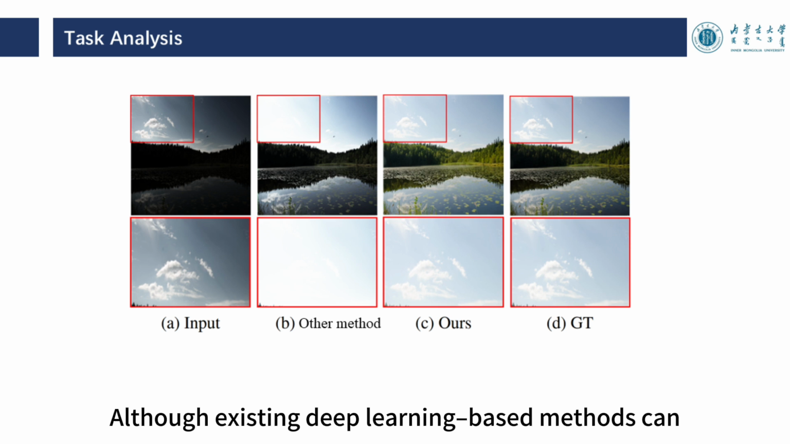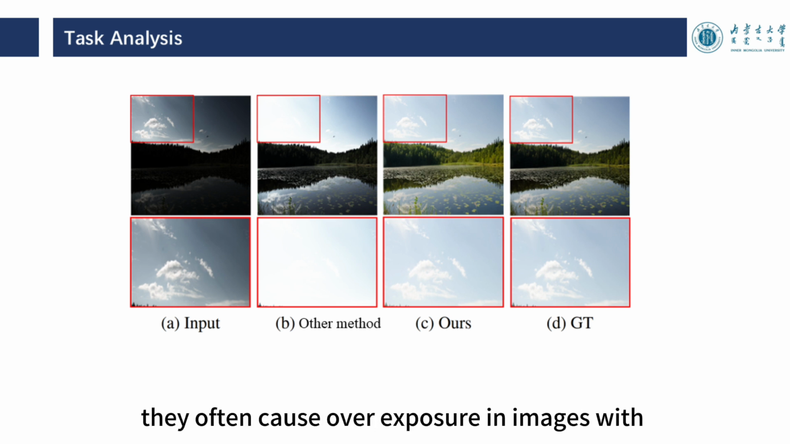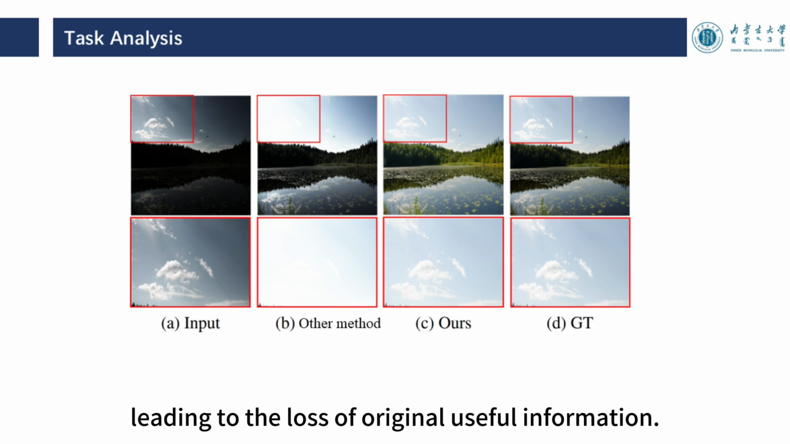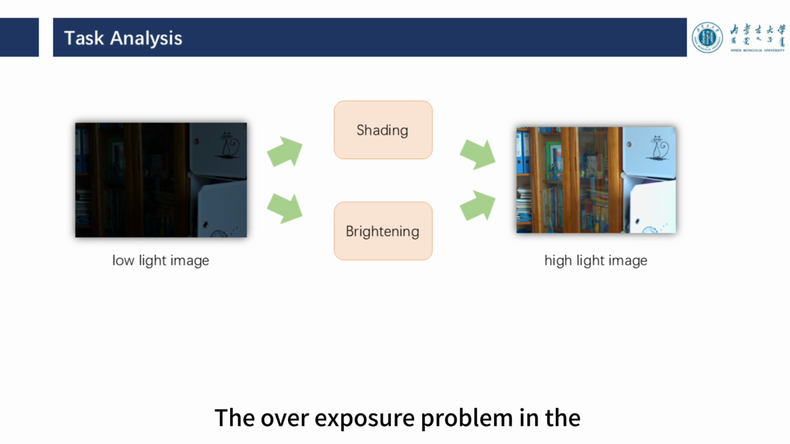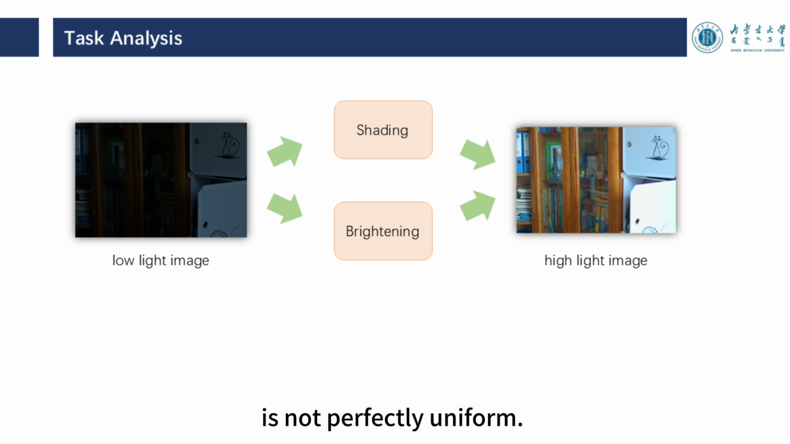Although existing deep learning-based methods can achieve overall brightness enhancement, they often cause overexposure in images with uneven illumination or complex color distributions, leading to the loss of original useful information. The overexposure problem in the enhancement process arises because most networks adjust only the global brightness distribution, neglecting the fact that illumination in an image is not perfectly uniform.